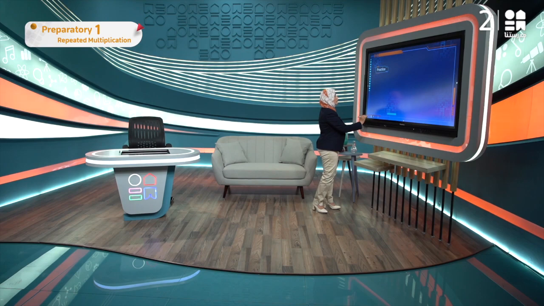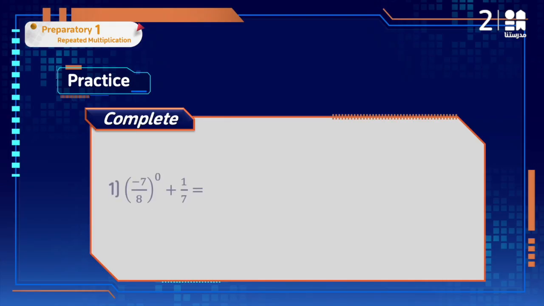Let's take another one. Complete. Negative 7 over 8 to the power of 0 plus 1 over 7. Anything to the power of 0 is 1, except 0 to the power of 0, which is undefined. Plus 1 over 7 as it is.